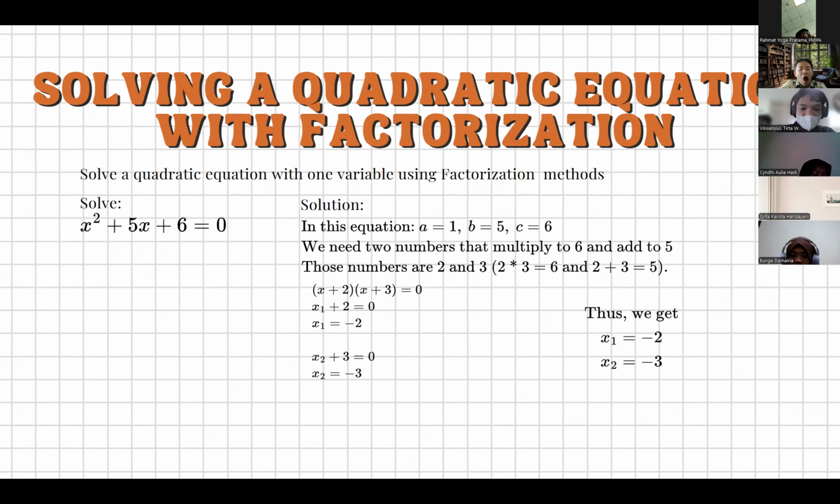Then we get the factors of x squared plus 5x plus 6, which is open parenthesis x plus 2 close parenthesis multiplied by open parenthesis x plus 3 close parenthesis, and the product is equal to 0. For the first x, we have the equation x plus 2 is equal to 0. Then we can simplify it by the additive inverse, subtracting 2 from both sides. So we got the first x is equal to negative 2.